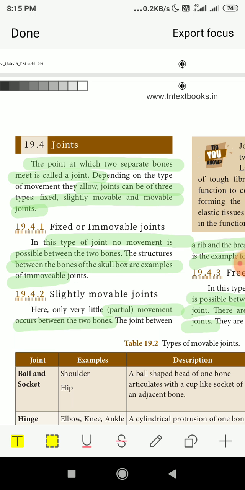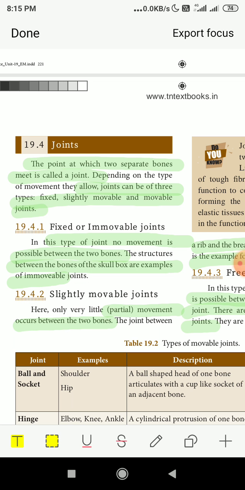The structures between the bones like the skull bones are examples of immovable joints. So the skull bones and the upper jaw, our upper jaw cannot move. That is also an example of a fixed, immovable joint. But our lower jaw can move up and down. So it is a slightly movable joint.